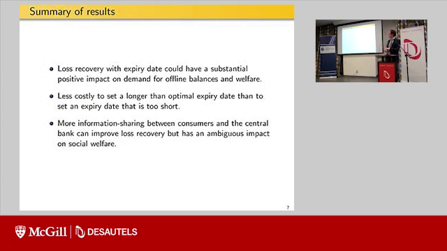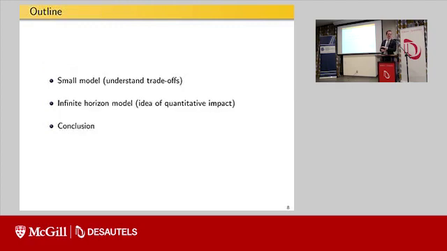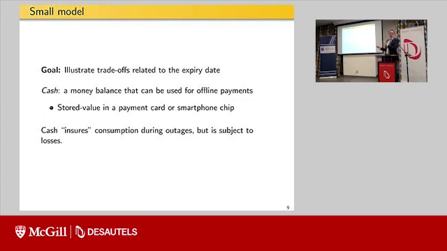So just really quickly, an outline. I have only 5 minutes left, I've been told. So I'm just going to jump over the small model. I'm just going to tell you really quickly what the ingredients are and then tell you what the results are. The small model is really just to illustrate some of the key trade-offs.